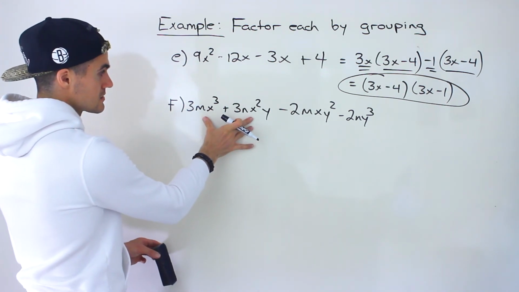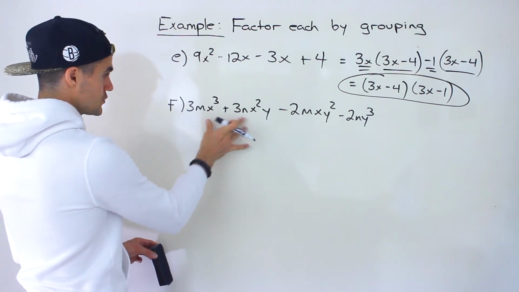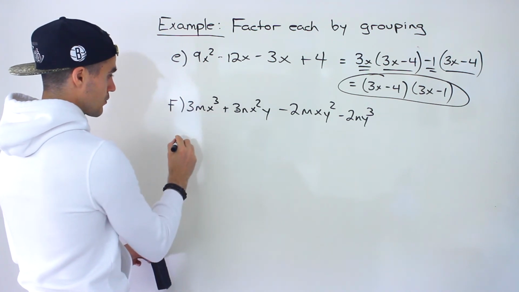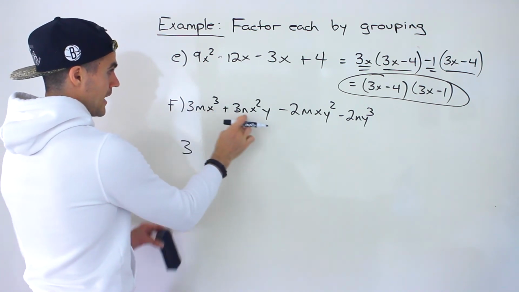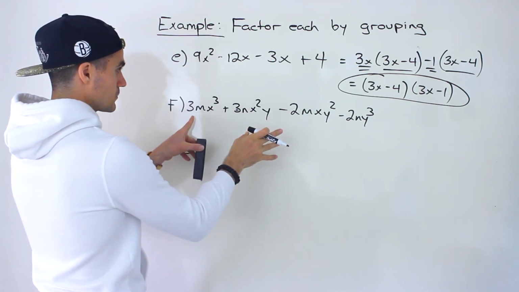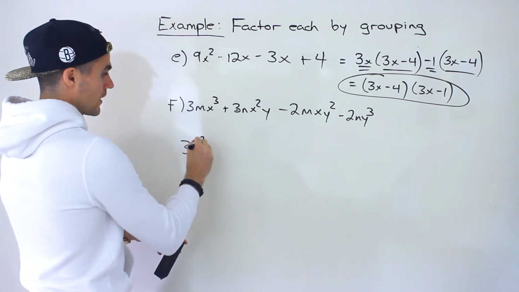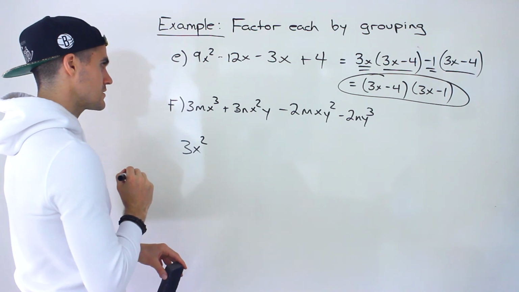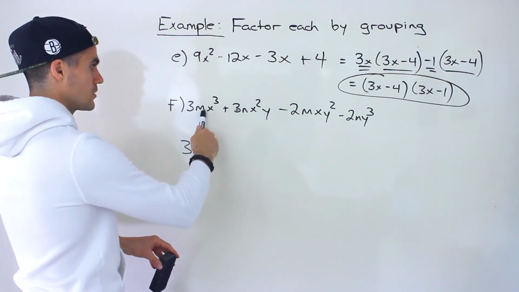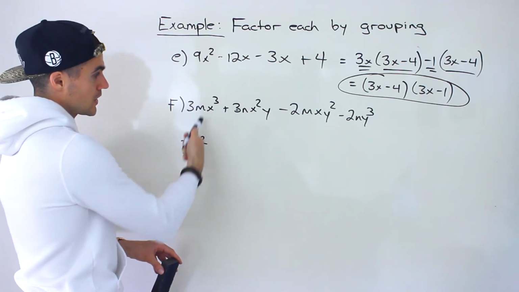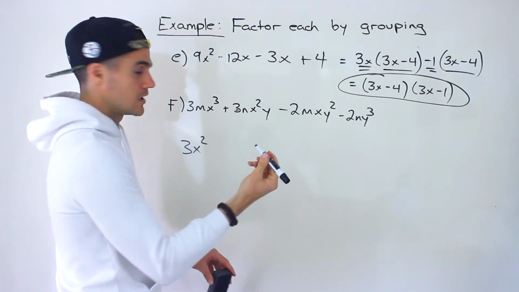Let's look at these two first. So notice we could take out a 3. M, N, those are different. Can't do anything with that. Notice we have an X and X, so we could take out an X squared. And I think that's the only thing we could take out, right? We have a Y here, but no Y over here. So 3x squared is the greatest common factor between those two.